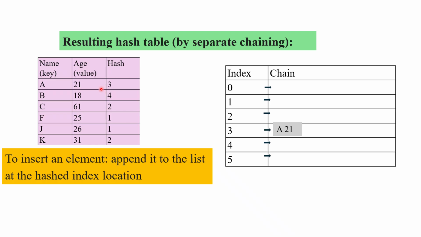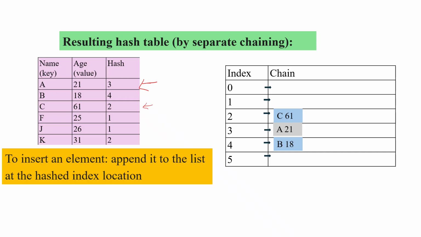So here, first the A value goes to location 3 because that is the hash value. We are entering the values in the order as in the table. So next is P18, which is hashing to 4, so it is put in here. They are all being appended to the list. Then we have C61, this one.